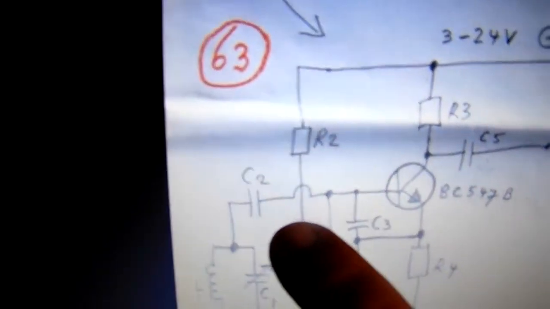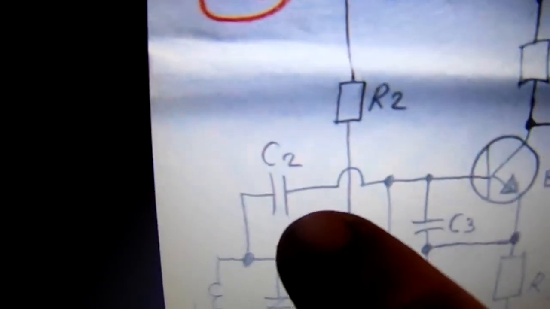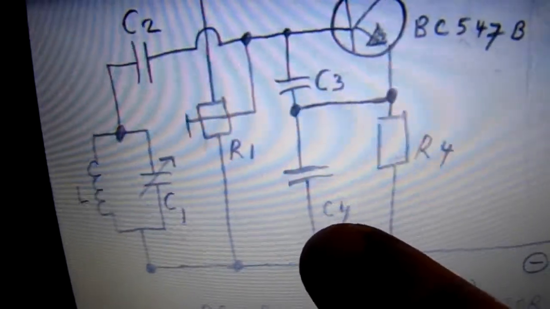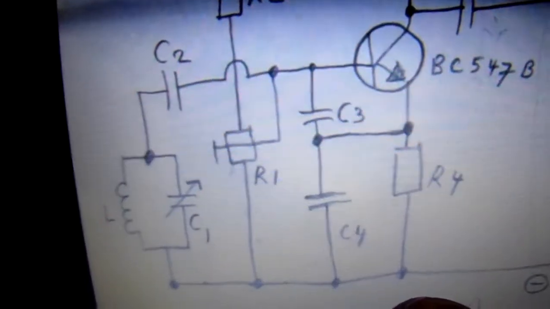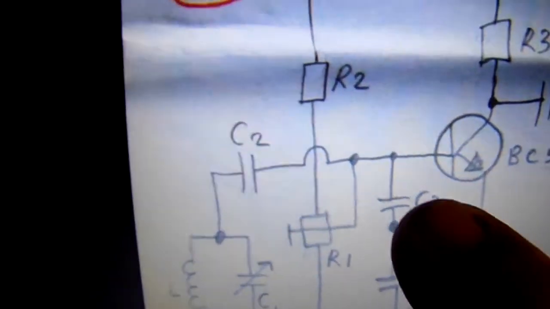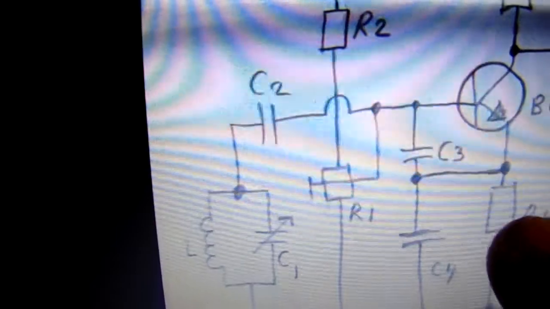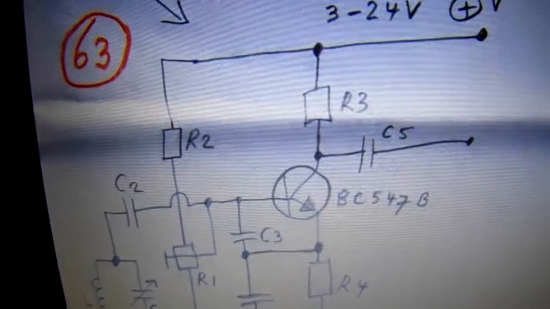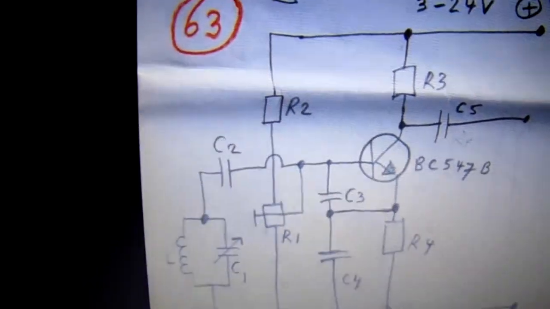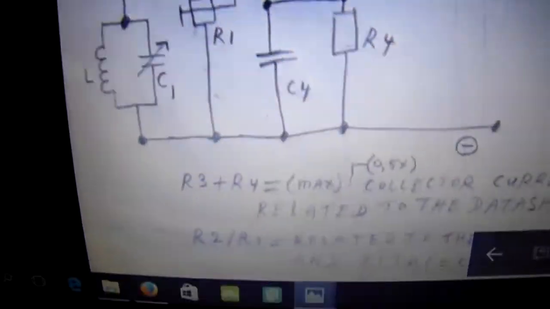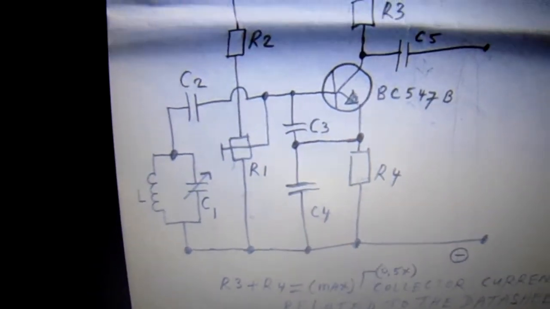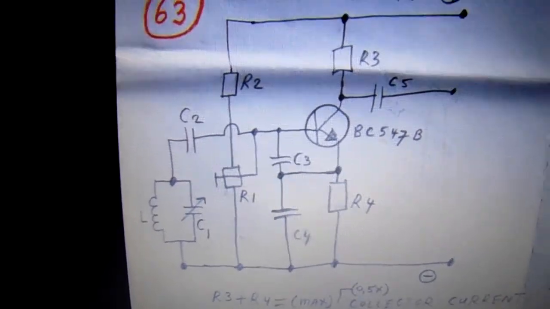C2, that's here. C2, input cap between 10 picofarad and 500 picofarad. C4, here, 50 picofarad up to 3N3. C3, 50 picofarad up to 3N3. C5, 10 picofarad up to 500 picofarad. So you can do some experiments, and more working circuits are on my YouTube channel.